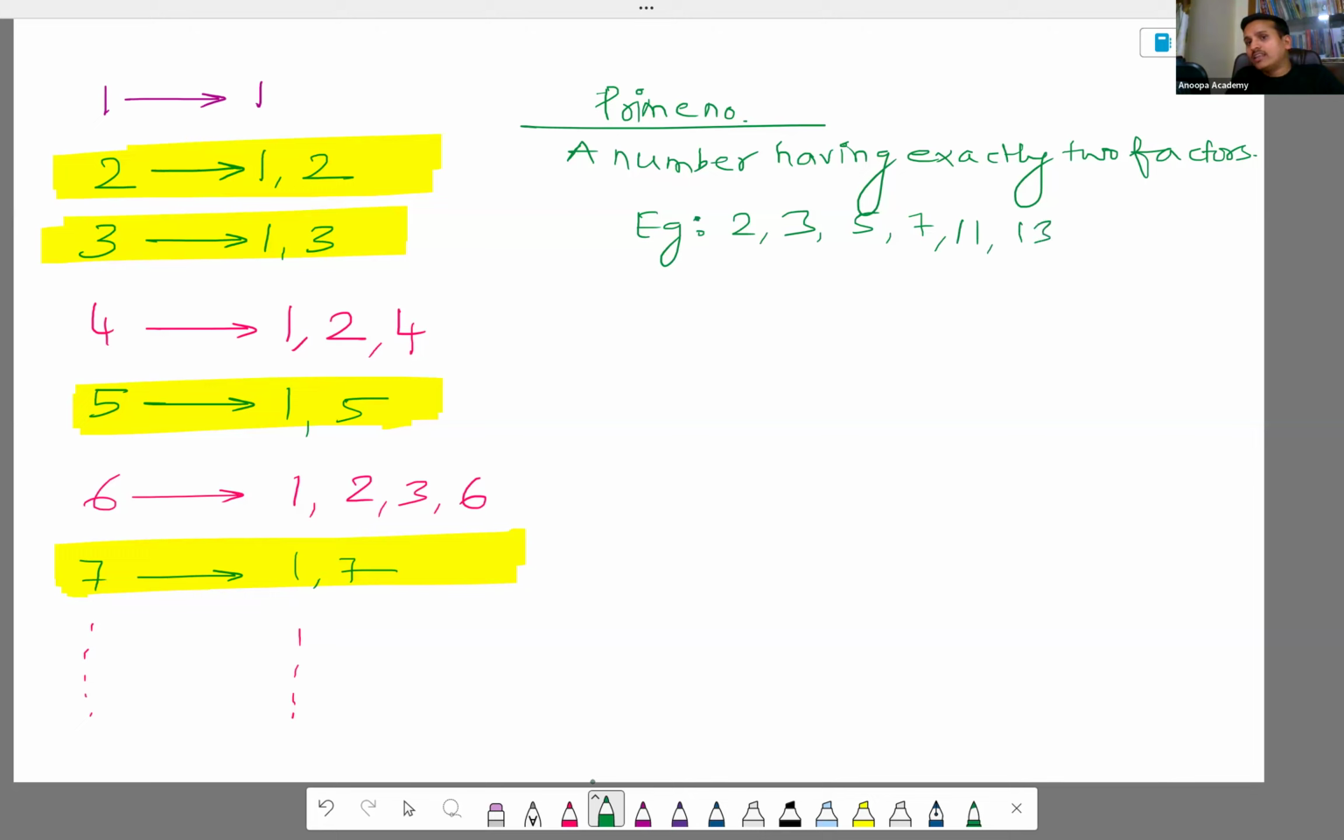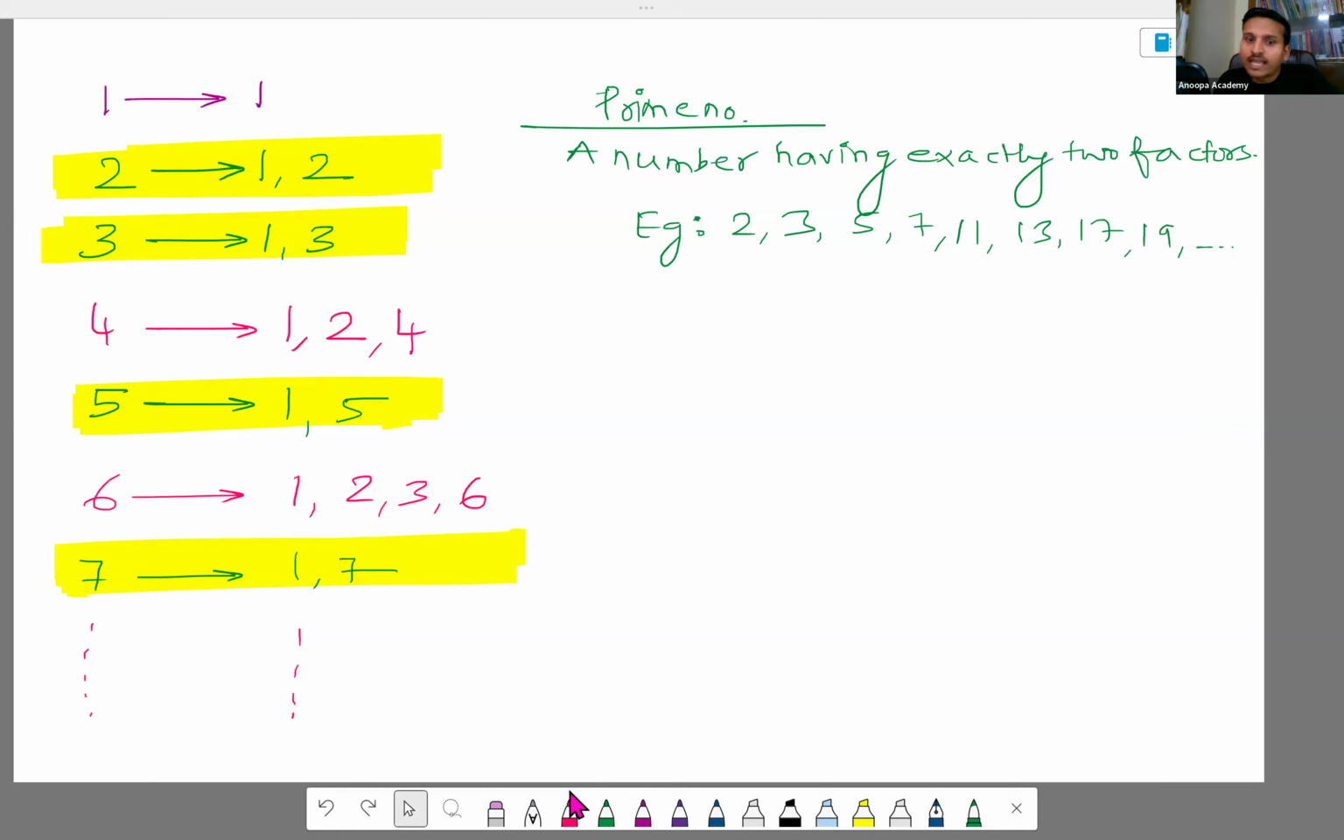Okay, then 13, 17, 19, and so on. I expect everybody to know all the prime numbers from 2 up till 20. You should know it, okay? So 2, 3, 5, 7, 11, 13, 17, and 19. So all these are prime numbers up to 20. You must know, okay? So you have understood what is a prime number.